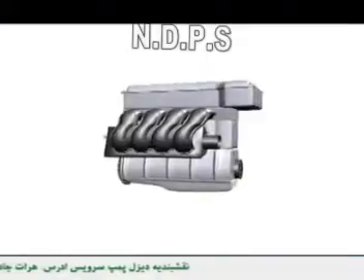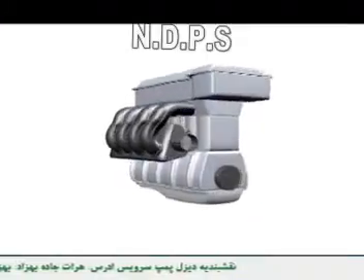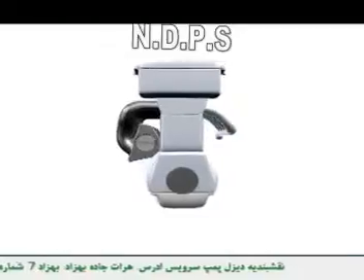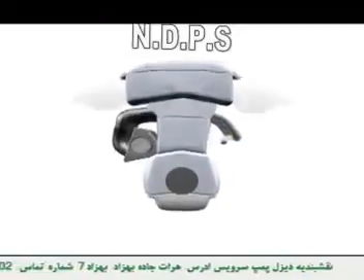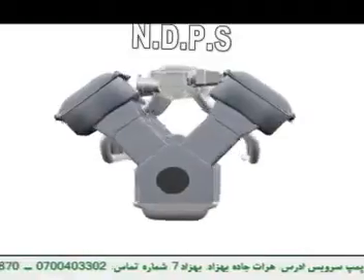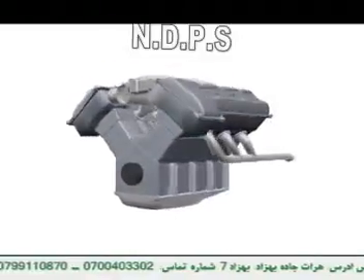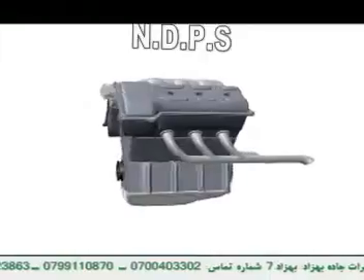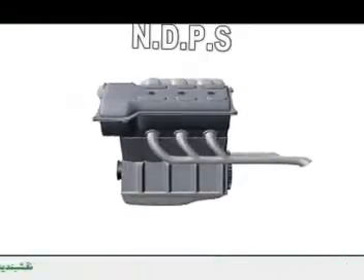Most four-cylinder engines, including all Toyota four-cylinder engines, are an inline design. Engines with more than four cylinders typically have the cylinders arranged in a V configuration. All Toyota 6- and 8-cylinder engines are V-type engines.